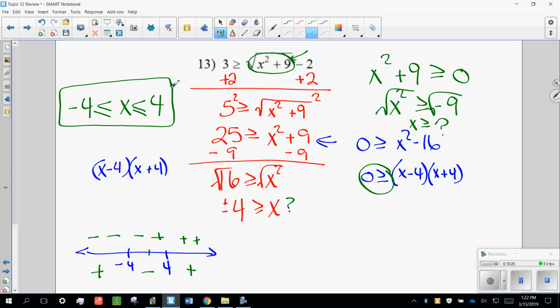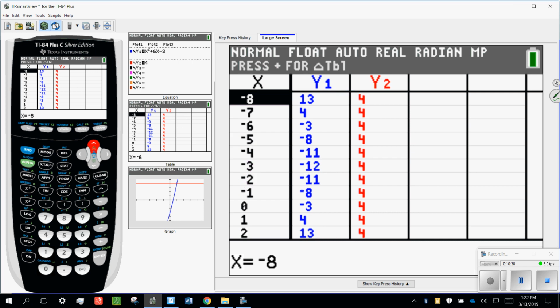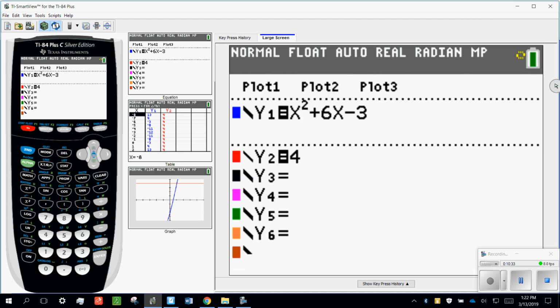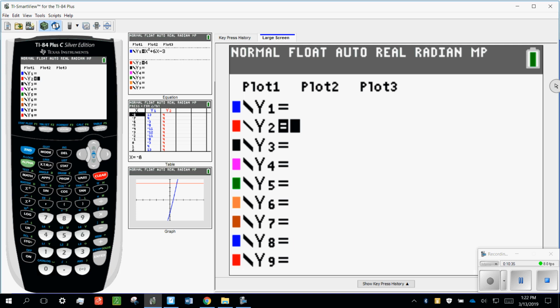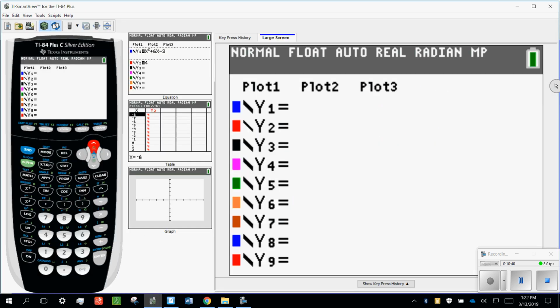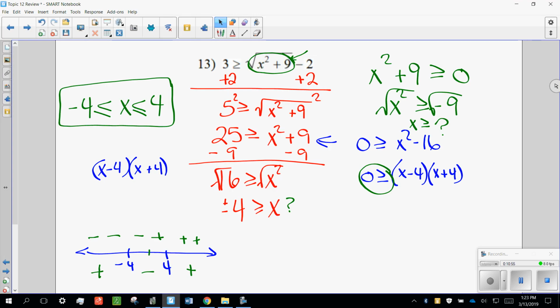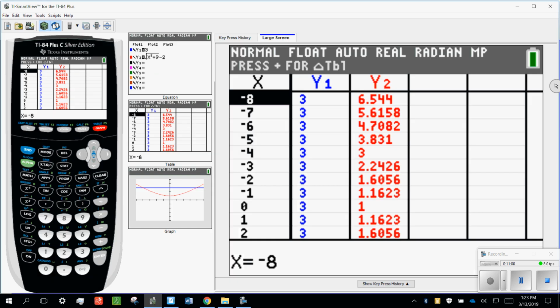All right, you can turn this off if you are satisfied with your life, your mathematical life. I'm going to graph the first part. I'm going to graph 3 and the square root. So let's do 3 and then the square root of x squared plus 9 minus 2. And I'm going to go to the table. So we want to know when that y2 is going to be less than or equal to 3.